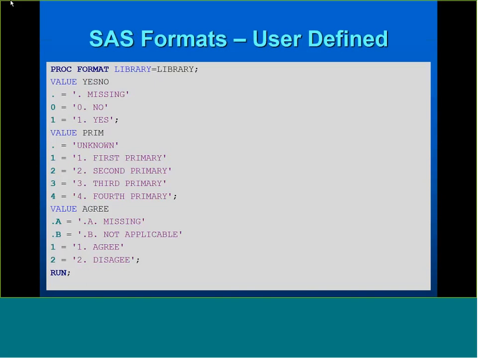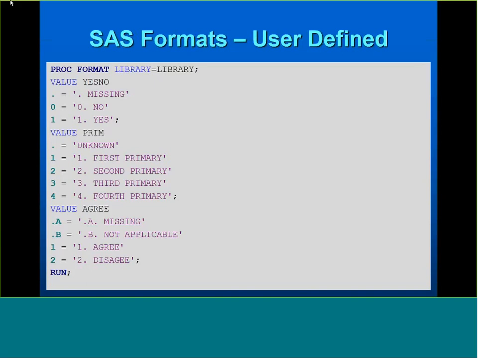And now I'm going to create a value for a variety of things. I'm going to create a yes-no value where the dot equals missing, 0 is no, and 1 equals yes. I generally always create a yes-no format for variables. I'm going to create a format for prim, which is going to tell me the primary type, where 1 equals the first primary and 2 equals the secondary primary. And then I'm going to create a value for agree.